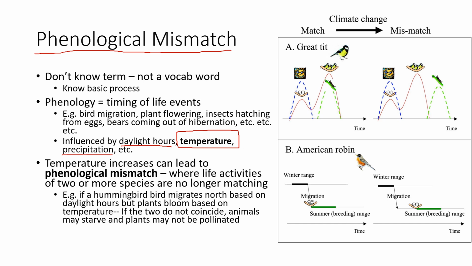Let's just say that the birds are migrating based off of daylight hours and the insects are hatching based off of temperature. As temperature increases, the insects might hatch early, and then they might not be there, or they might be in a later life stage, like they may be in cocoons if they're caterpillars by the time that the birds get there. So these life cycle events may be mismatched.